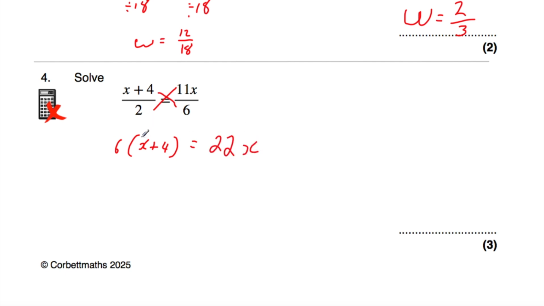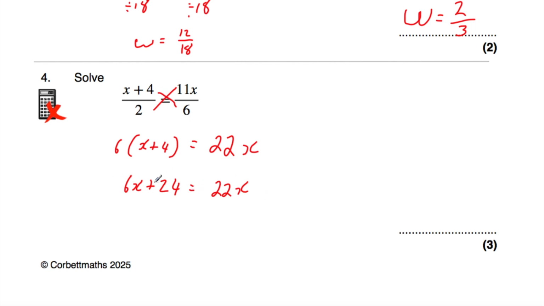And now we just need to solve this equation. So let's expand the brackets here on this left hand side. 6 times x is 6x. And 6 times 4 would be plus 24, and that equals 22x. And just to mention here, if you just times this numerator by 6, 6 times x is 6x, and 6 times 4 is 24. So you could have just gone from this cross multiplication straight to this line here.